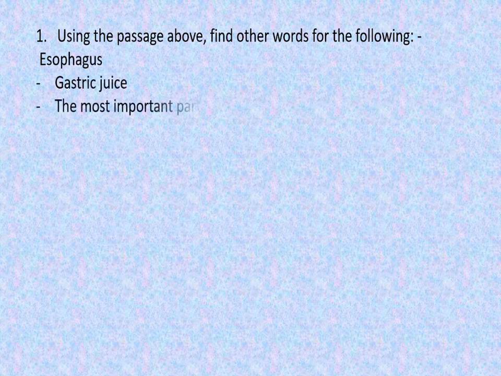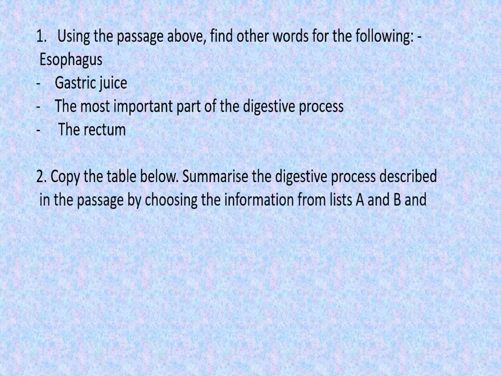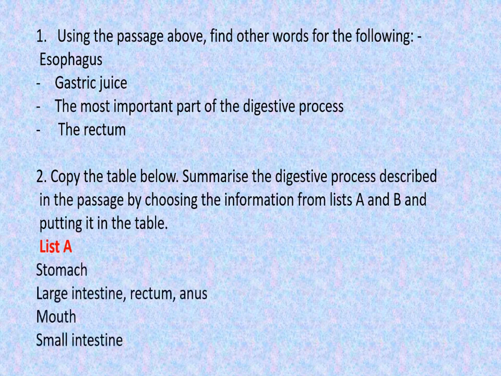Please give the passage a second reading so that you understand it better. Okay, so using the passage above, find other words for the following. Okay, we have the esophagus, gastric juice, the most important part of the digestive process, the rectum. Then we are also saying number 2, copy the table below. Summarize the digestive process described in the passage by choosing the information from lists A and B and putting it in the table. So the lists are there with the different words.